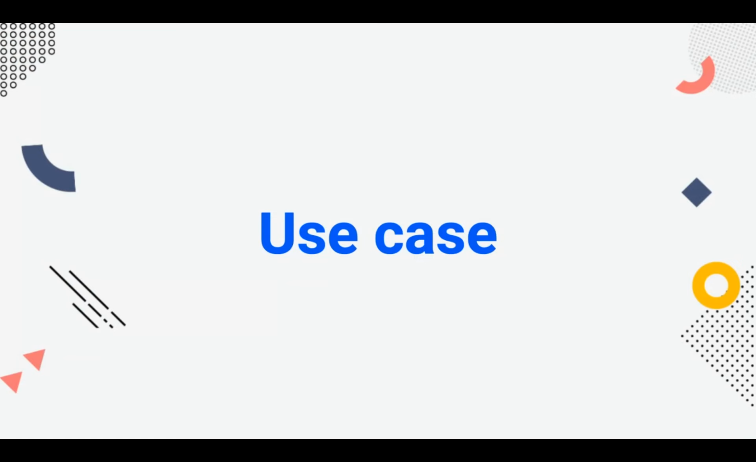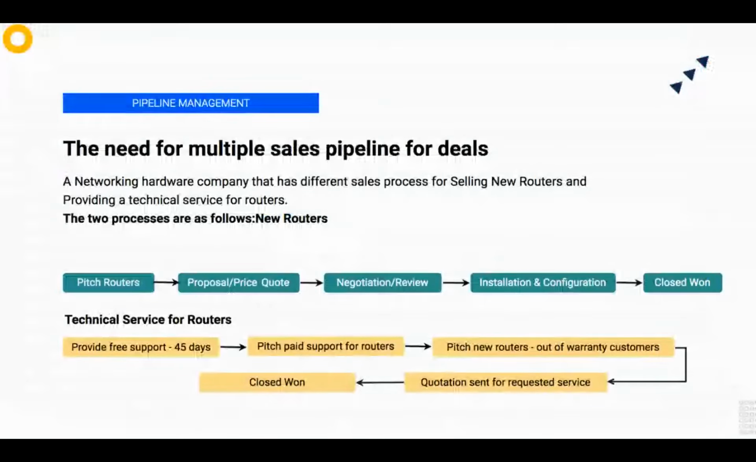Alrighty, let's take a look at our use case, and we're going to make use of this use case to set up a pipeline in the Zoho CRM system. We're going to take a look at a use case for multiple sales pipelines. Like I said, businesses which have multiple sales processes can make use of multiple sales pipelines in Zoho CRM. So let's take a look at a networking hardware company that has two different sales processes. One is selling new routers to customers, and the other is providing technical service for the routers. So for the new router selling process, there can be quite a few things.